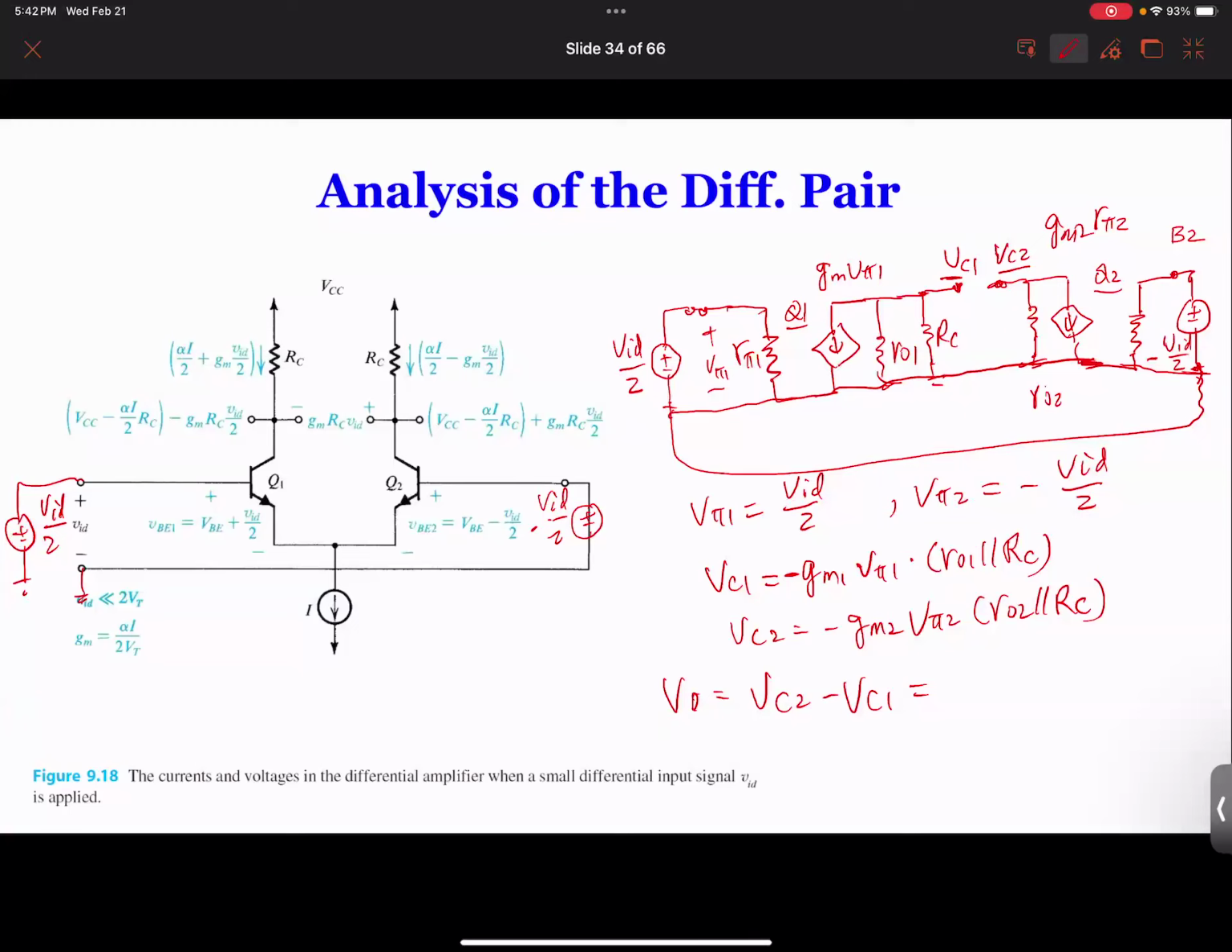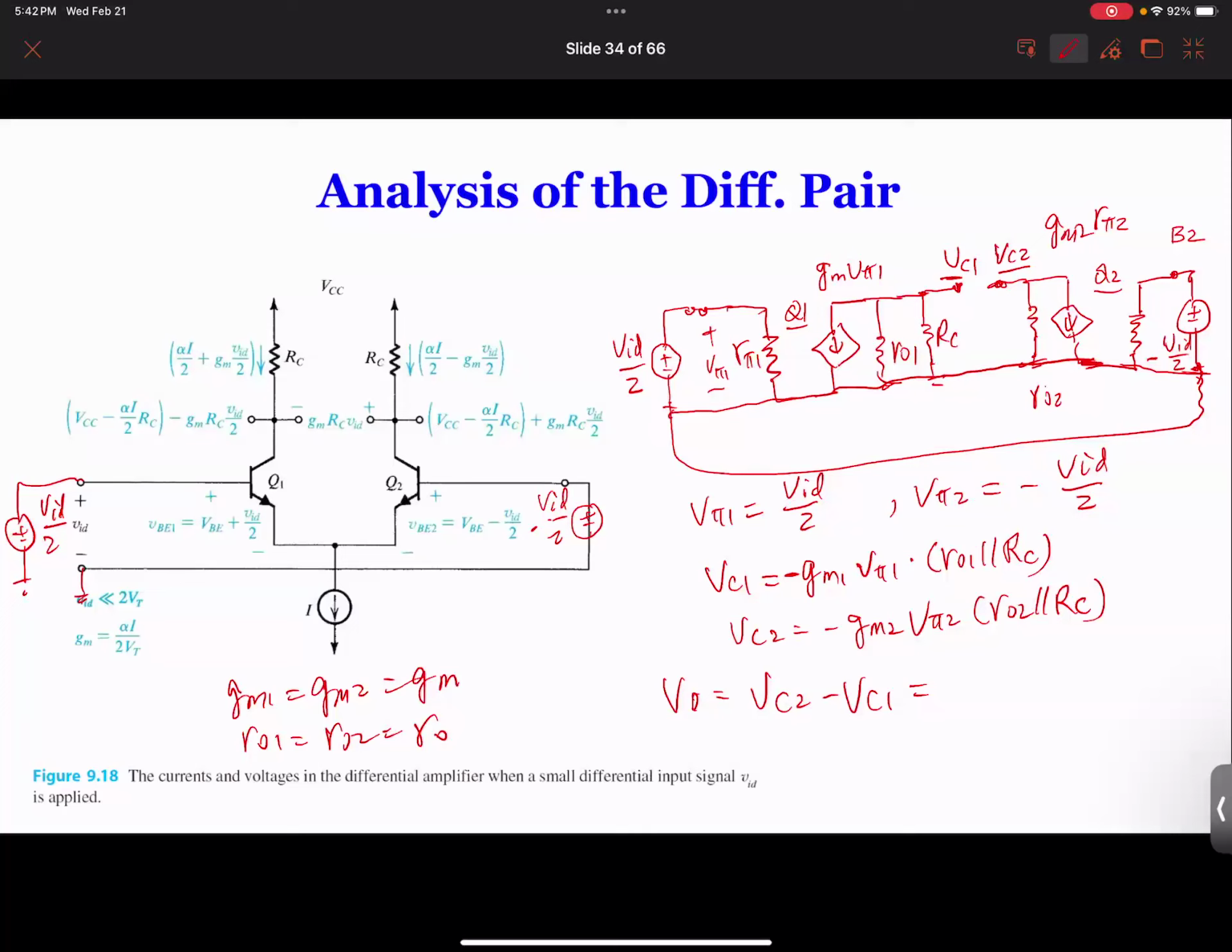Okay, but we do make some assumptions here. We're going to assume that GM1 is equal to GM2 equal to GM, and RO1 equal to RO2 is equal to RO. And then RC, of course, is the same. And also, V pi 1, we know that it's 1/2 VID. The other is negative 1/2 VID. So if both sides have the same input, these two will cancel, we get a 0.